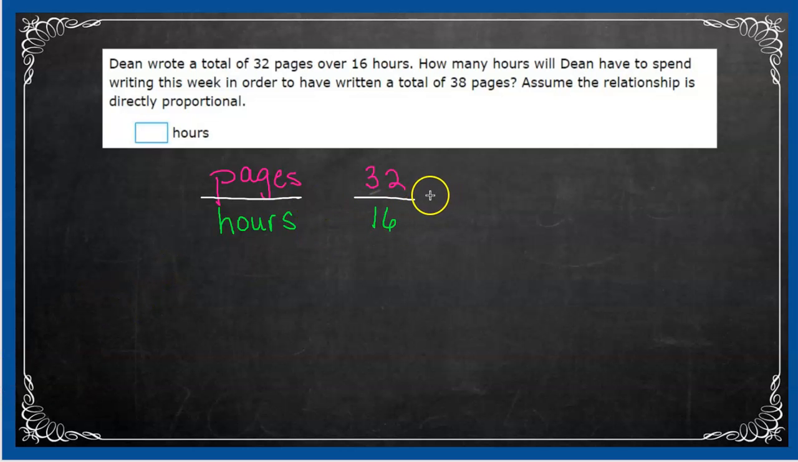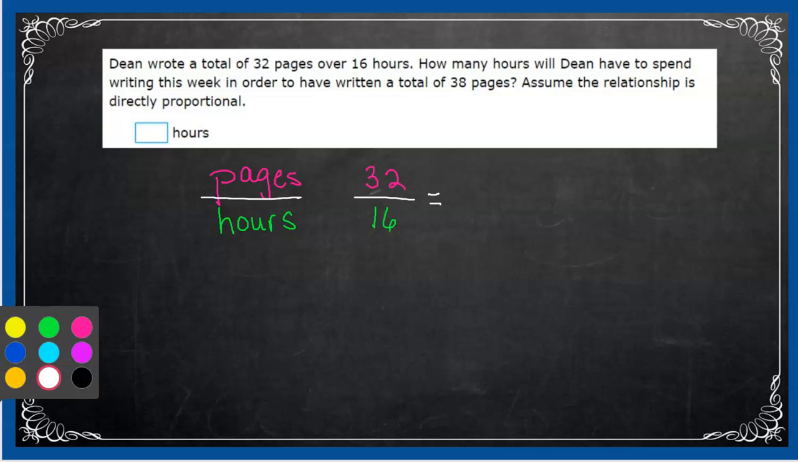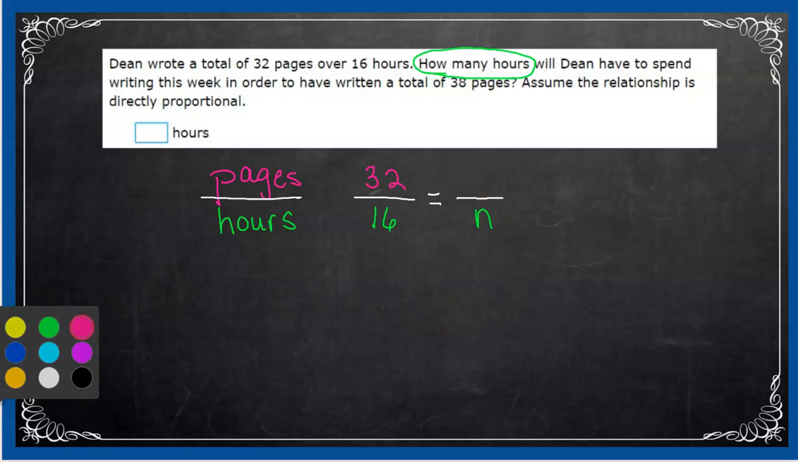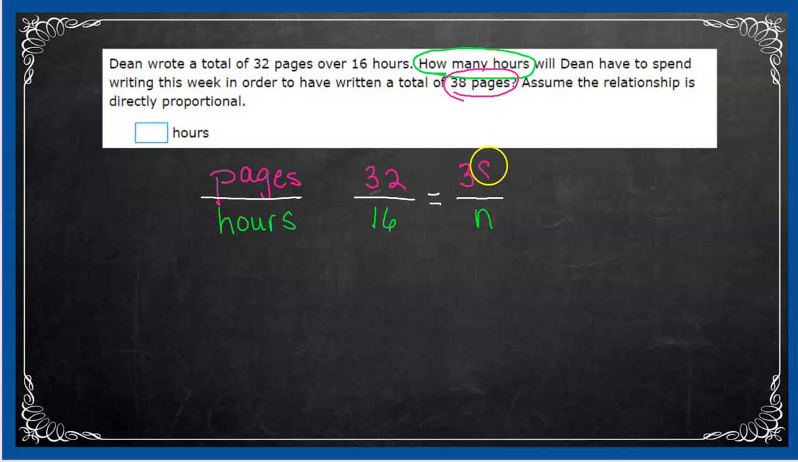And then the relationship is proportional, so they are equal. How many hours? Okay, so that is my green number. When we see how many, that is n. So that one's the green one, or the denominator. And then 38 pages goes here.